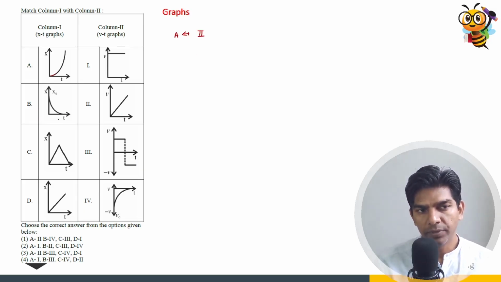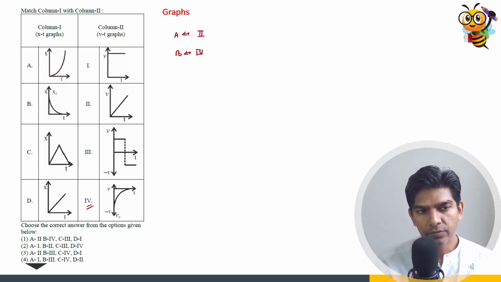If you look at B, x is decreasing, so we can say speed is also decreasing, because the steepness of the slope is decreasing. So if you look at option 4, that correctly represents this. So B corresponds to 4.